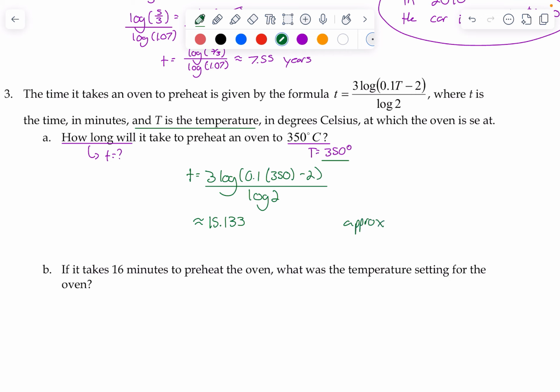Okay, so approximately, does it say how long to round to? Nope, so just approximately 15 minutes if I just round to the nearest minute.